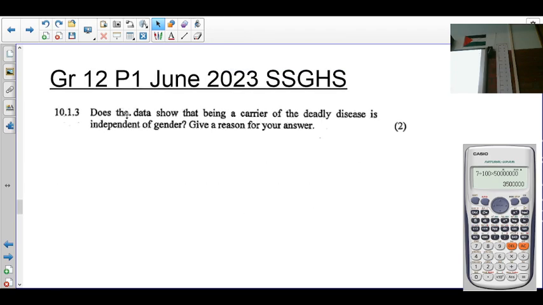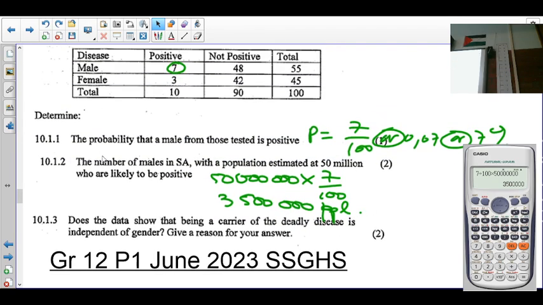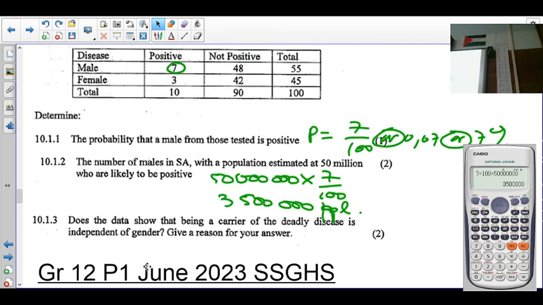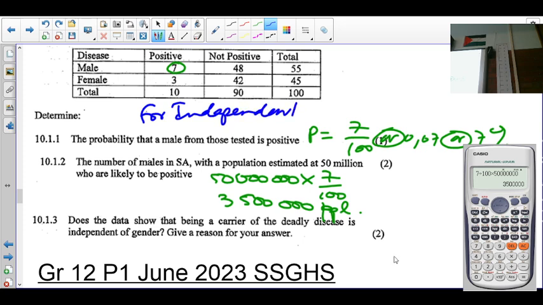The next question says, does the data show that being a carrier of the deadly disease is independent of gender? Give a reason for your answer. So we know 4 independent events. That's in the right here. We know that the probability of A times the probability of B must be equal to the probability of A intersection B. If that is the case, then events are independent.